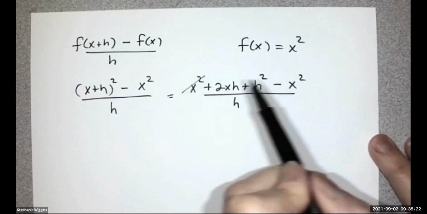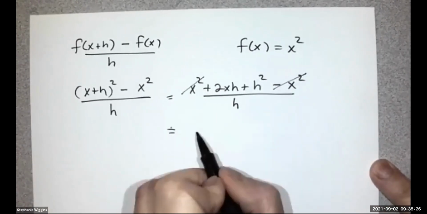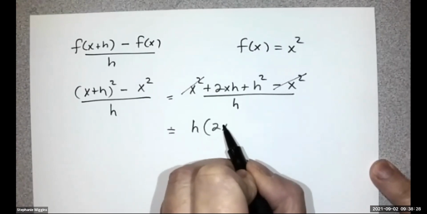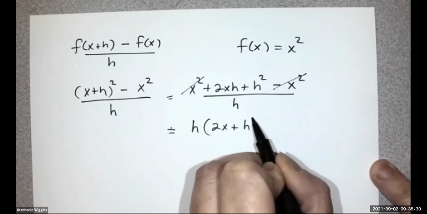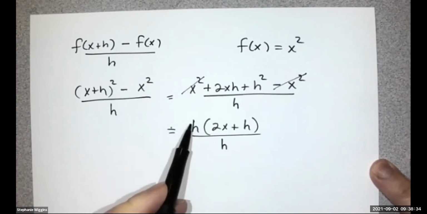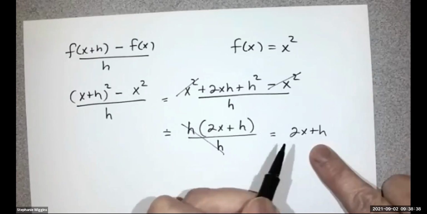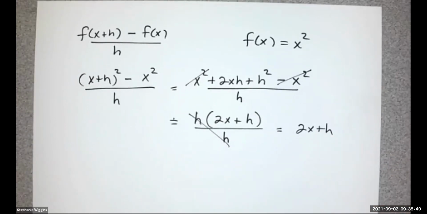But here we have x squared minus x squared. So everything is left with h. We can factor the h out, and that gives us 2x plus h times h divided by h. That's going to cancel. And so this is the difference quotient. And then you can go ahead and fill in the table values based on what your difference quotient is.